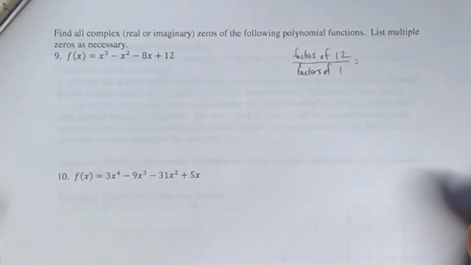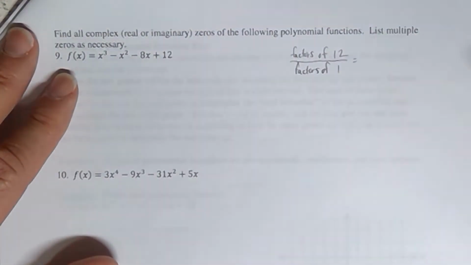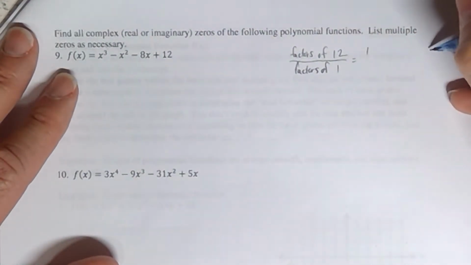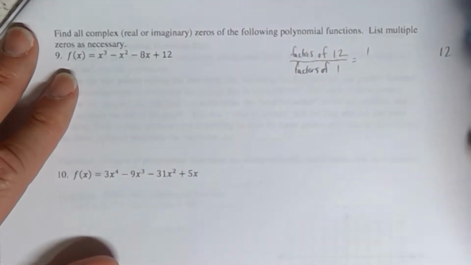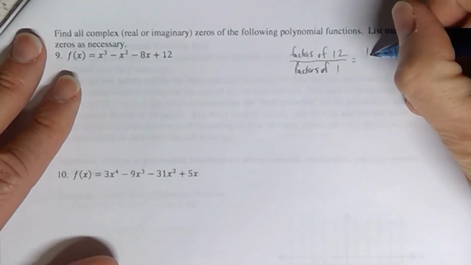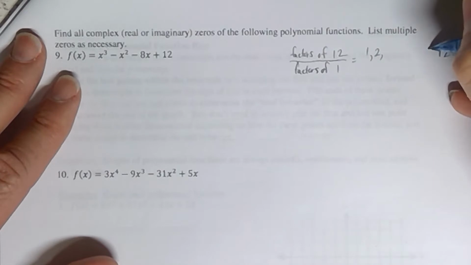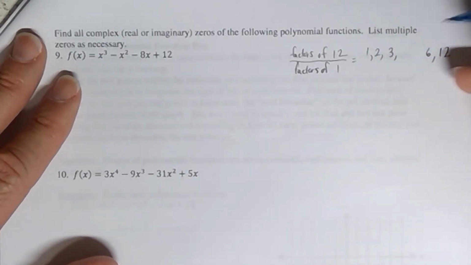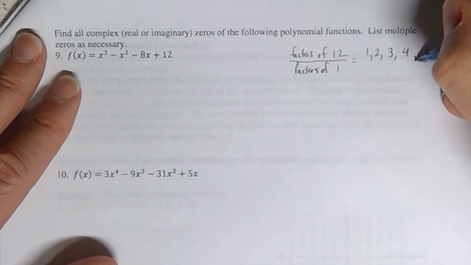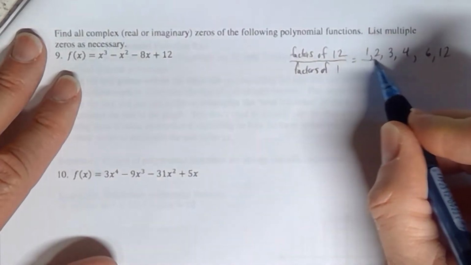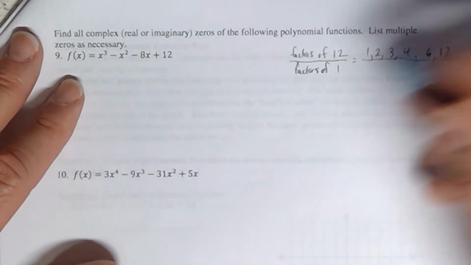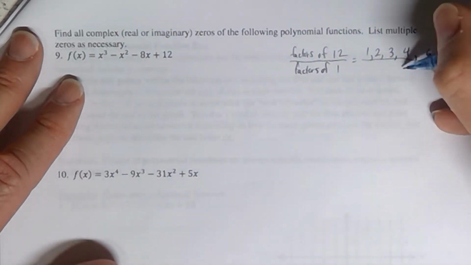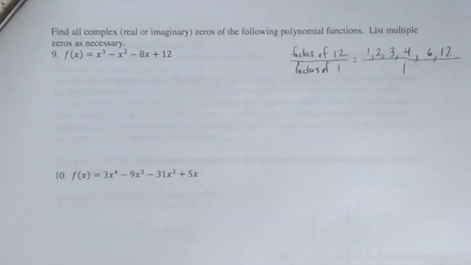Let me list out the factors first. What are the factors of 12? They are 1 and 12. I'm separating this for a reason here, you'll see why. 2 and 6, and then 3 and 4. I separated a little bit too much, but that's okay. Then the same thing on the bottom. The only factors of 1 are just 1.